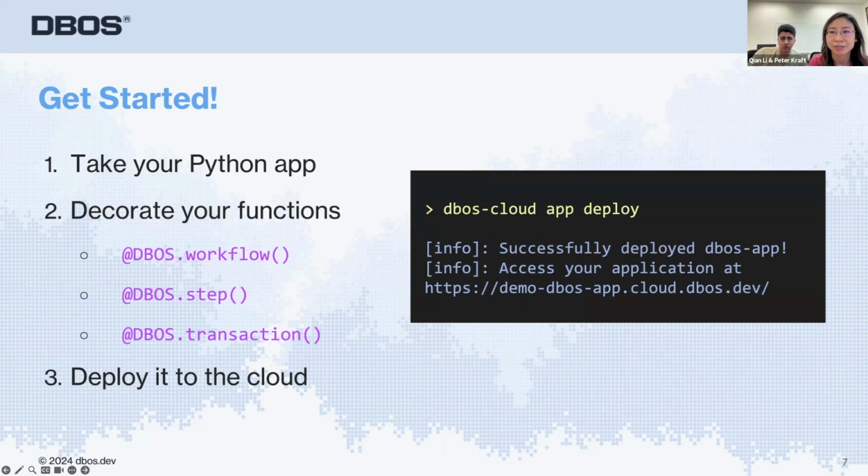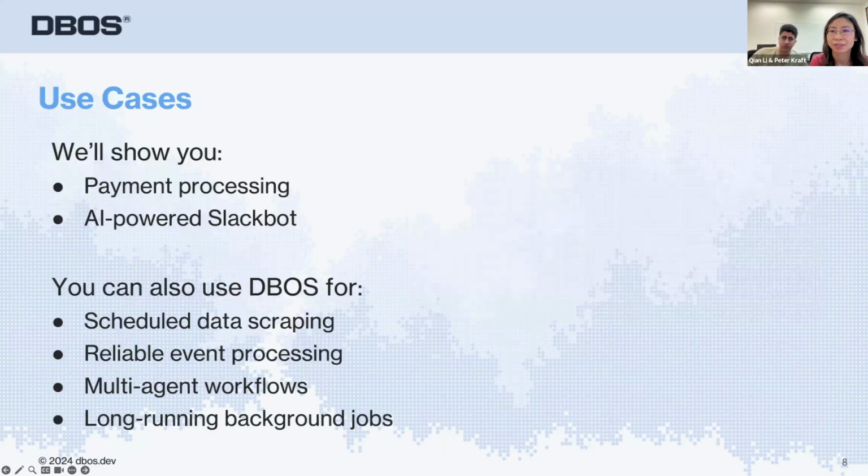Okay. So we're going to demo a couple of use cases for you. First, we'll look at a payment processing use case, an online store, and then we'll look at an AI-powered Slack bot built with DBOS. But you can also use DBOS for many other use cases, such as data scraping, and we have customers doing this right now, for reliable event processing, for multi-agent workflows, and for long-running interactive background jobs where a crash is really hard to recover from.